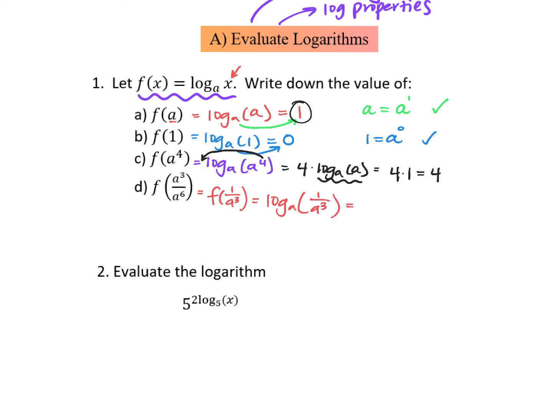Since it's a fraction in the argument, I know it's going to be negative. And for that base to get to a cubed, it needs to be raised to the 3rd power. So it's going to be negative 3. You can always check by switching it into exponential form. 1 over a to the 3rd power is equal to a to the negative 3rd power, which is a true statement. So our answers here are 1, 0, 4, and negative 3.